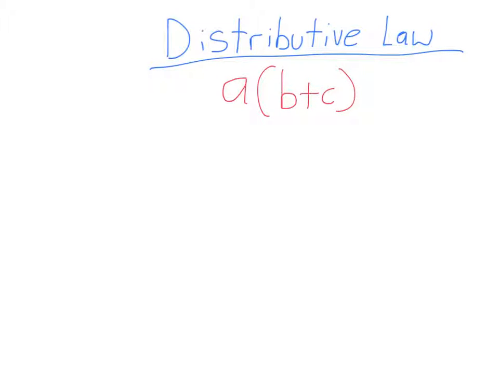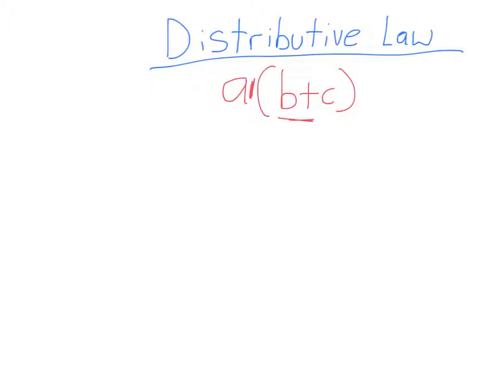Now, BODMAS tells us that if we wanted to get a numerical answer, we'd have to do the brackets first. We'd have to do the addition first. But here, we're not coming up with an answer, like a number, like 20. We're expanding the brackets. So we're coming up with an expression without brackets. They call it the distributive law because whatever is outside the brackets, you distribute to everything that's inside the brackets. Okay? Now also notice that because no operation's written between the A and the brackets, here it's times, okay?